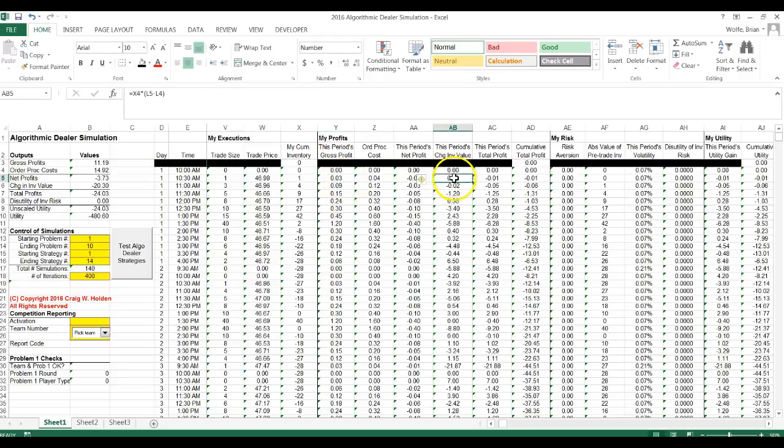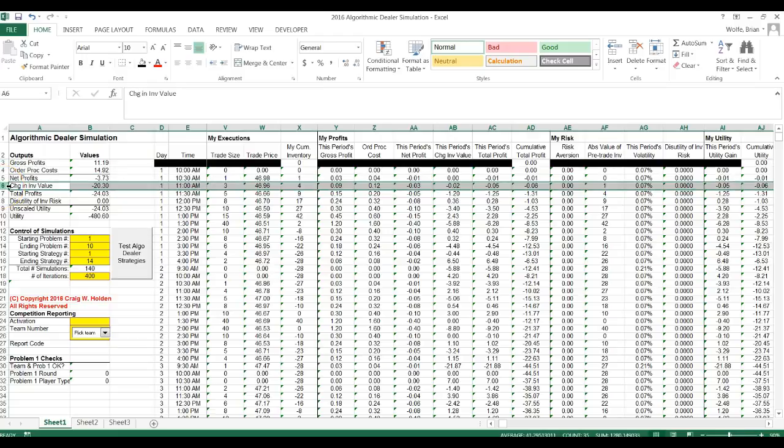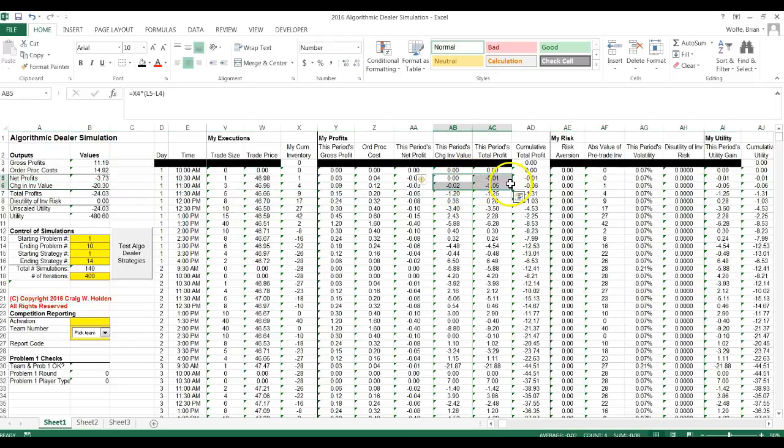We can actually make some money by our inventory changing value. So if in between 10:30 and 11 o'clock, as we go from row 5 to row 6, the price changes, the true value of the security changes, I can actually make some money off of its inventory change in value, okay? And you'll see that here in these boxes.